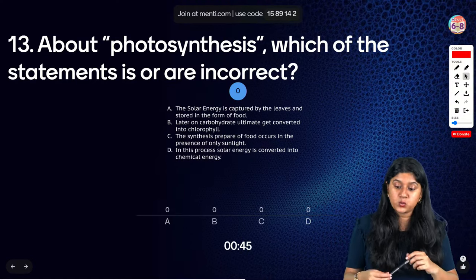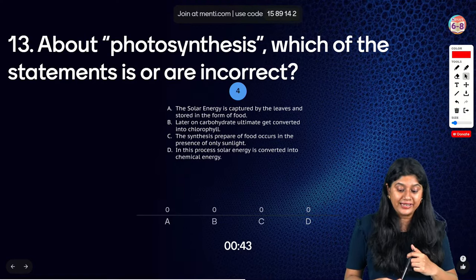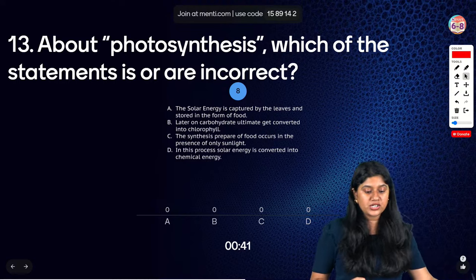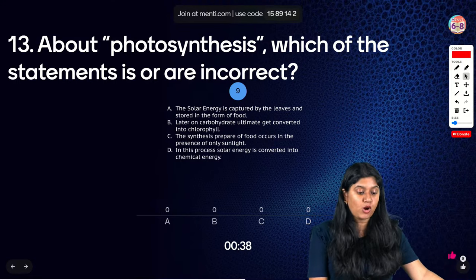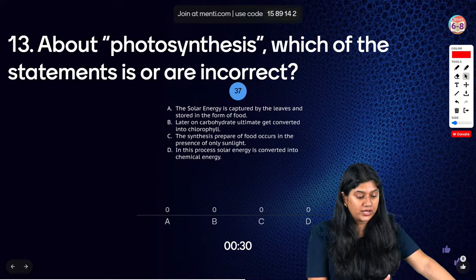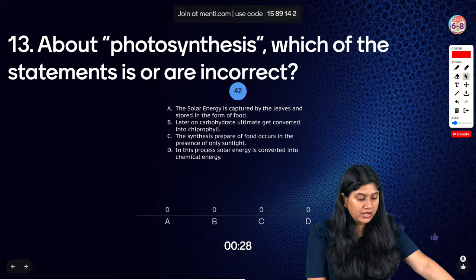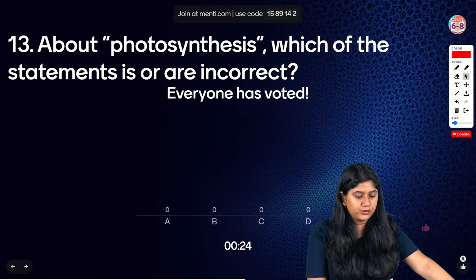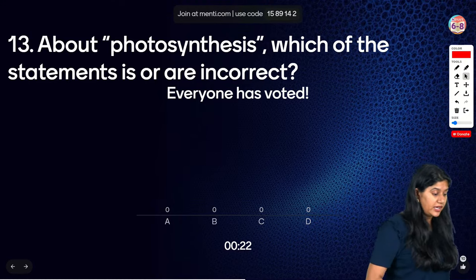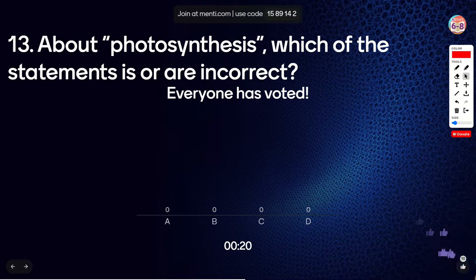About photosynthesis, which of the following statements is or are incorrect? A: The solar energy is captured by the leaves and stored in the form of food. B: Later on, carbohydrates ultimately get converted into chlorophyll. C: The synthesis of food occurs in the presence of sunlight only. D: In this process, solar energy is converted into chemical energy. Which of the following statements is incorrect? We have to find the answer for that.